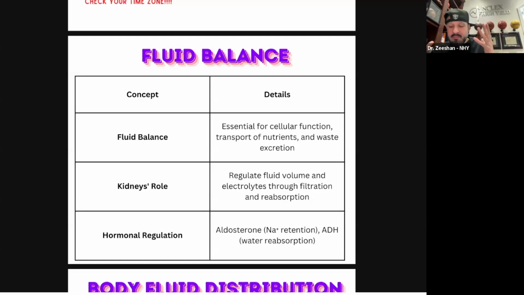So the basic concept of fluid balance is what? We need it for cellular function. I mean, every single cell has a transport, whether it be sodium, potassium, chloride, magnesium. We've got some sort of an electrolyte going in and out, and each one of them serves a different purpose. Also responsible for transport of nutrients, waste of excretion. So you can imagine that fluid balance is so important in every little minute detail working forward.